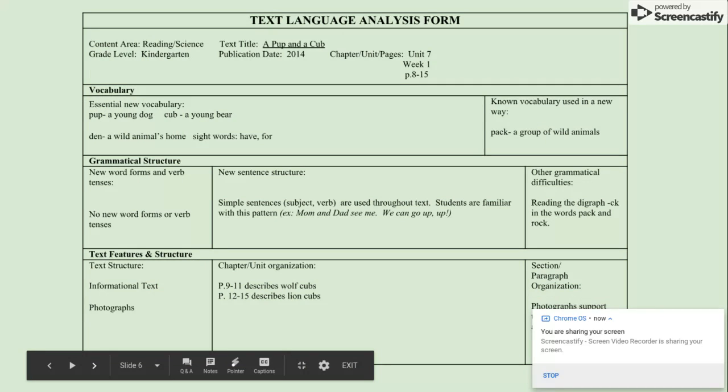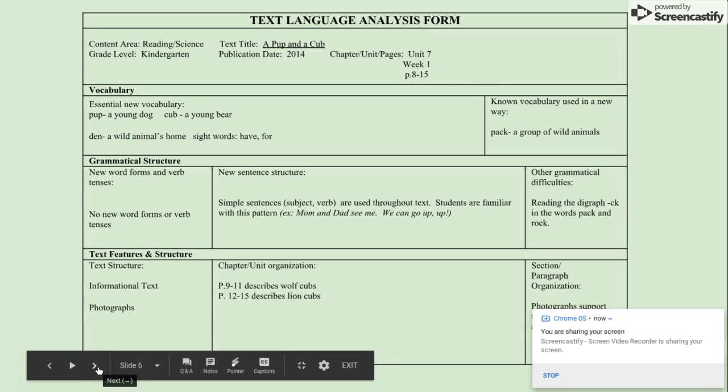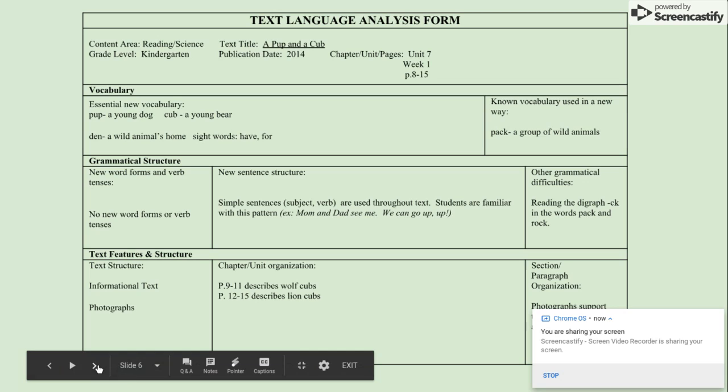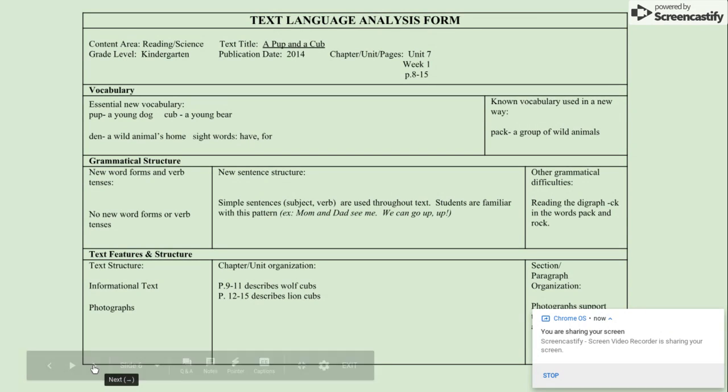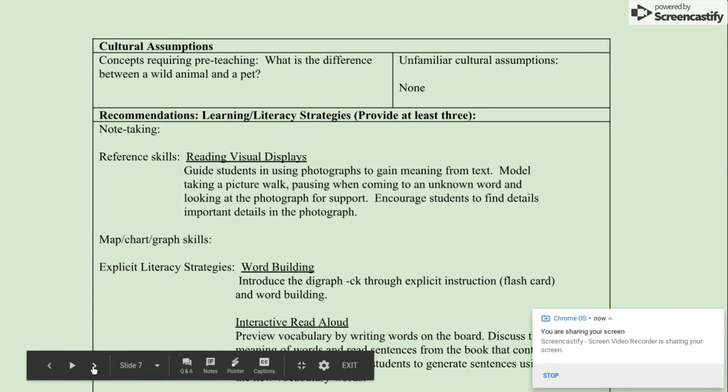The text language form for this text is included here. You can see that there was a simple structure. In order for students to read it successfully, they needed to have some decoding skills, and that's mentioned here as well. It wasn't informational text. There were photographs. It was able to describe those animals like we mentioned before.